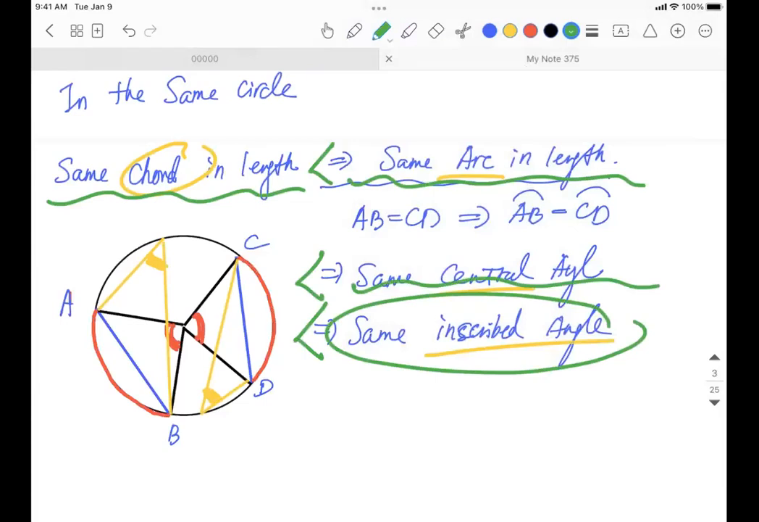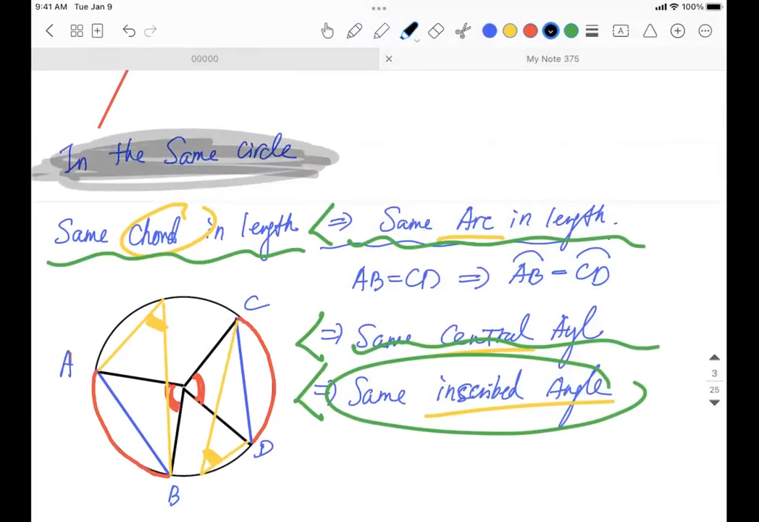But one thing you need to remember is that in order to make it work, they must be in the same circle. You have the same arc length, same chord, same central angle, same inscribed angle. They're all the same thing. But once you go to different circles, unfortunately, this does not hold.